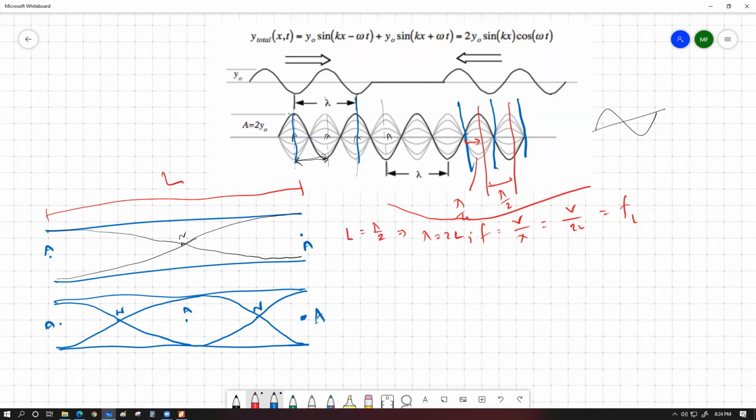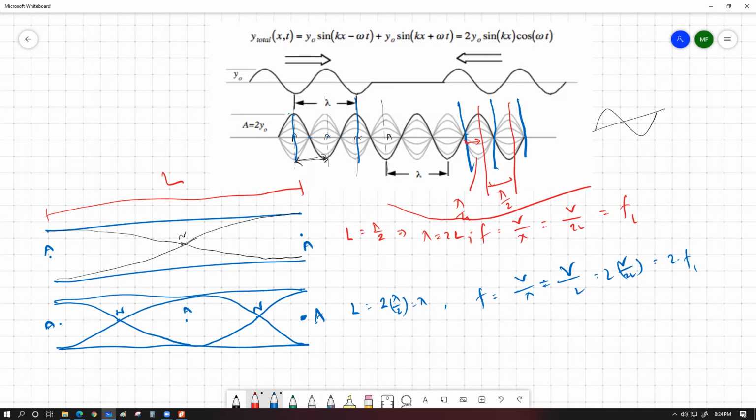So in this scenario, the length contains 2 lambda by 2. I could write that, or I could only write lambda as well, no problem. So here our frequency will be V divided by lambda, which is actually V divided by L. I could write this as 2 into V divided by 2L, which is going to be twice the fundamental frequency. Okay?